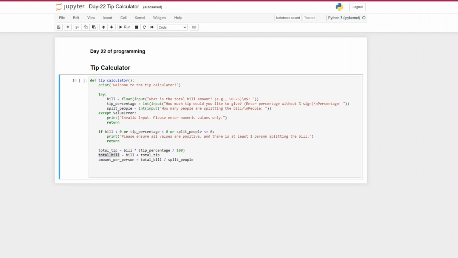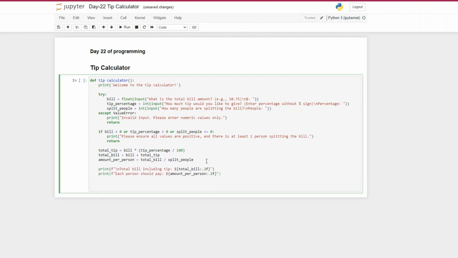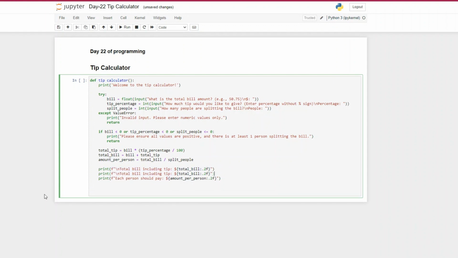So now we have to display our result in our print statement. So we have the total bill including the tip, and each person should pay this. If you also want to print the total tip, just the tip, not the total bill, let's also print that out. So just the total tip, I'm editing this, and then total tip, and then the amount that they have to pay.